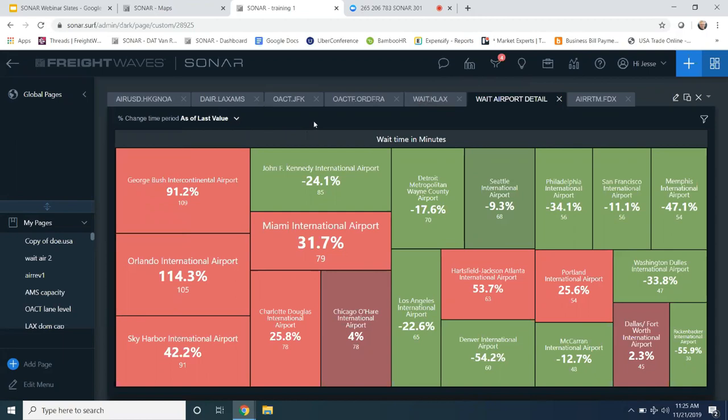Of course, with the tree map, the airports on the upper left of the screen are the airports with the highest wait times. So you have George Bush in Houston generating 109 minutes, which is red because it's worsened. It's 91% over the previous week. And then airports on the far right, in the lower right, such as Washington Dulles, Dallas, and Rickenbacker Airport, are generating the lowest values, between 30 and 47 minutes. And of course, green means wait times are getting lower, and red means wait times are getting higher.